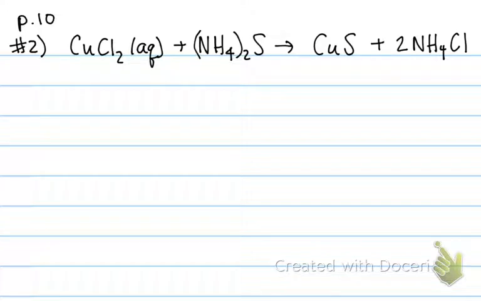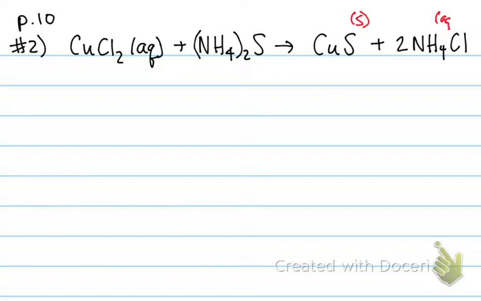So looking at page 10 on number 2, they ask, will a precipitate form if copper 2 chloride and ammonium sulfide are combined? So when those 2 compounds come together, they form copper sulfide and ammonium chloride. So looking at my solubility table, the copper sulfide will form a precipitate because sulfides are generally insoluble, whereas chlorides are usually soluble. So this is my solid, and this is aqueous. Oops. And this is aqueous.